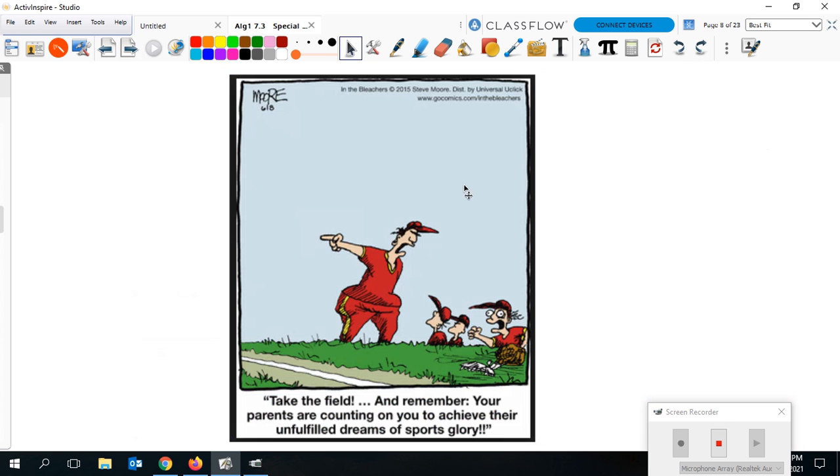All right, so before we get into these special products, let's go ahead and take a look at our joke of the day, or actually our cartoon of the day, Far Side cartoon. Here we go. So little league out on the baseball field. Take the field. And remember, your parents are counting on you to achieve their unfulfilled dreams of sports glory. Isn't that the truth sometimes?